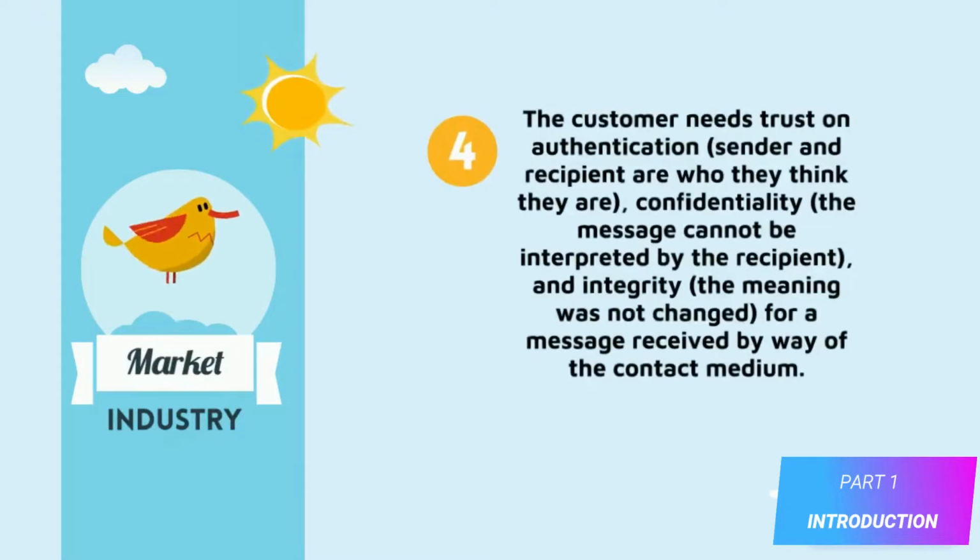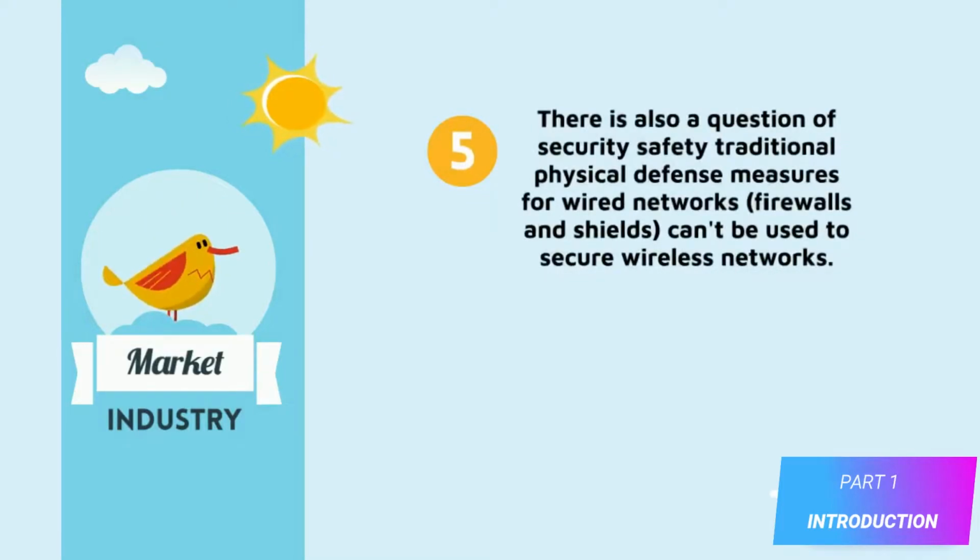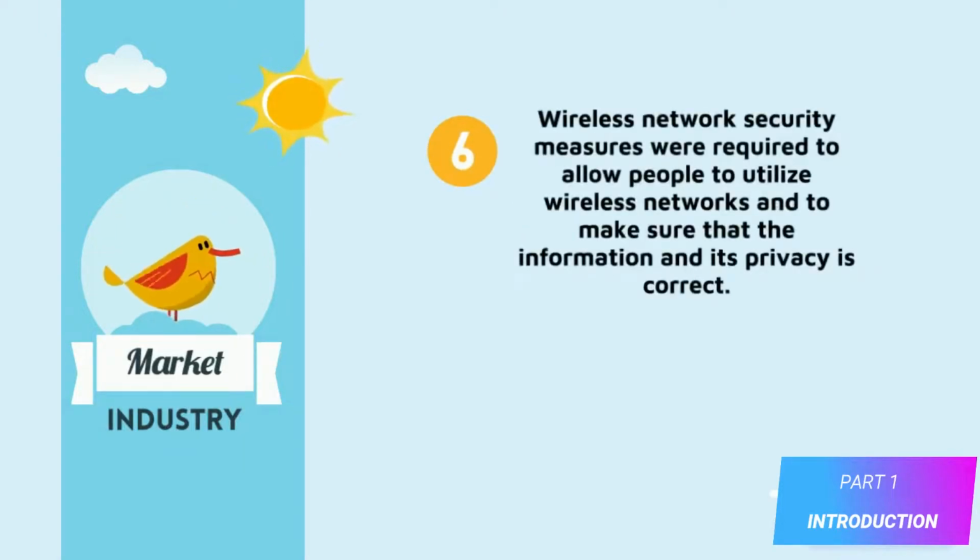The customer needs trust in authentication, where sender and recipient are who they think they are, confidentiality, where the message cannot be interpreted by others, and integrity, where the meaning was not changed. For a message received by way of the contact medium, there is also a question of security safety. Traditional physical defense measures for wired networks, firewalls and shields, can't be used to secure wireless networks. Wireless network security measures were required to allow people to utilize wireless networks and to make sure that the information and its privacy are correct.